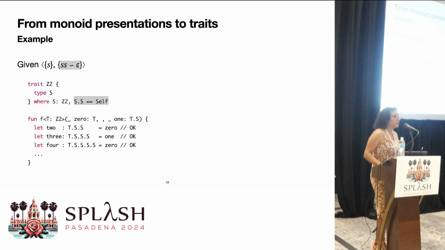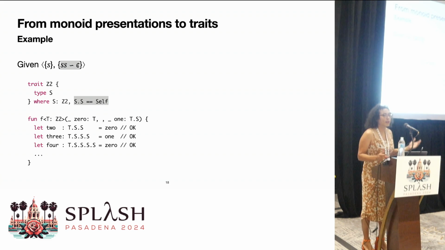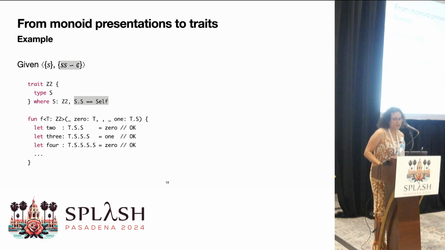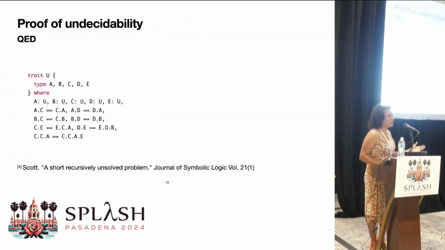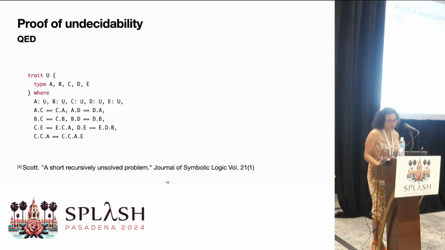But if we have done this translation for this simple monoid, maybe we can do it for more interesting cases. And well, there you go. Here is a monoid with undecidable word problem. And so now we have undecidable type equality. It's undecidable to tell whether any arbitrary terms that we can form out of this trait are equal.